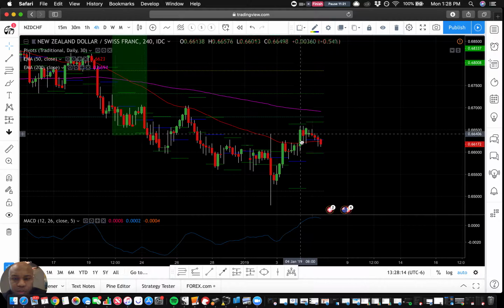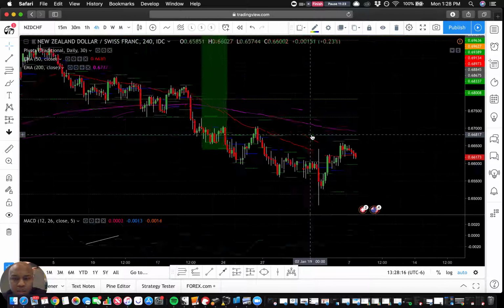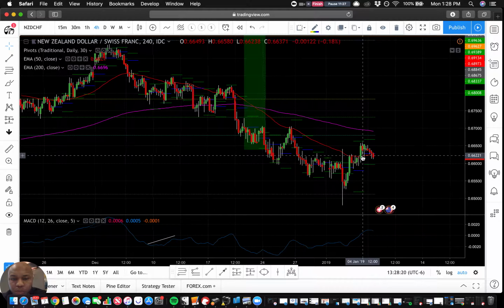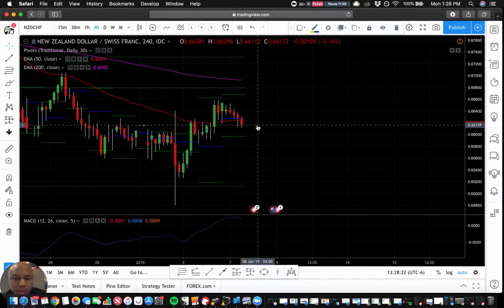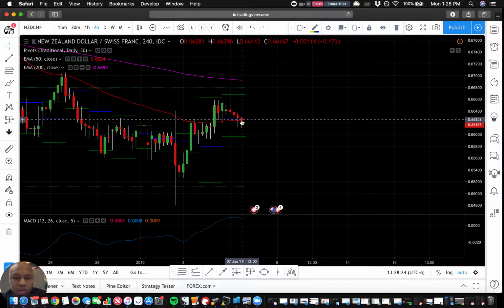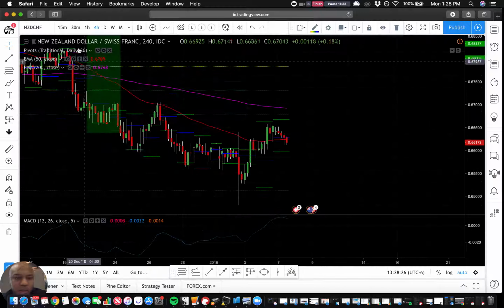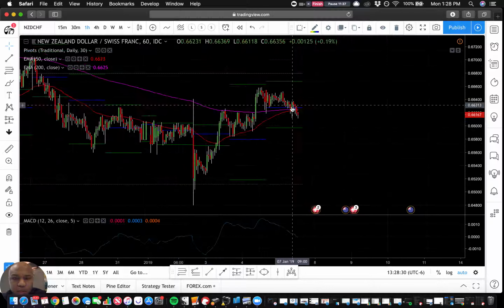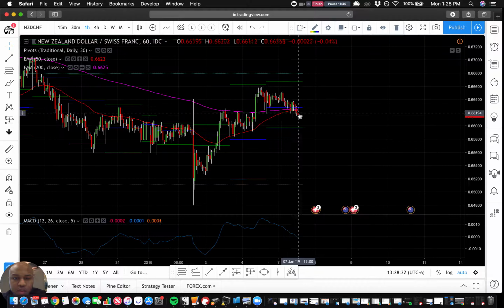There was a break in a 50 EMA. That's usually a bullish sign for a 4-hour. But now we've broken back down. Even though this candle has not closed, it looks like we might be breaking back down. So I'm going to keep an eye on this. I do like how this looks. I don't like the fact that price action went and dipped below it.